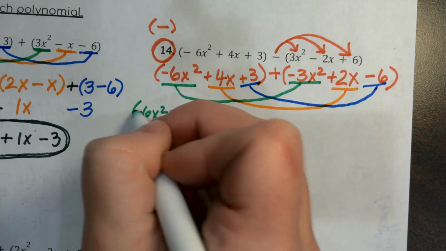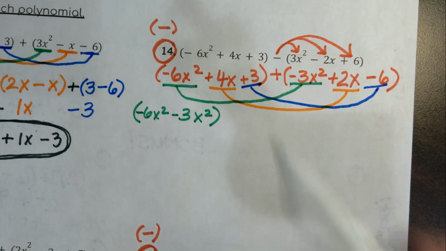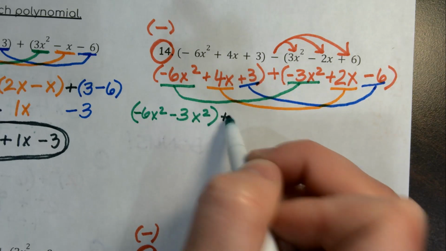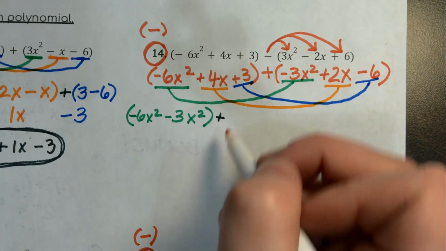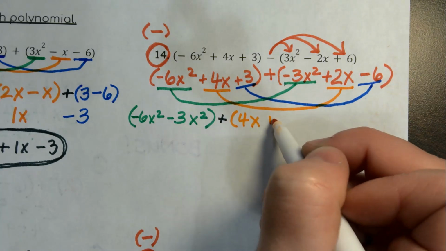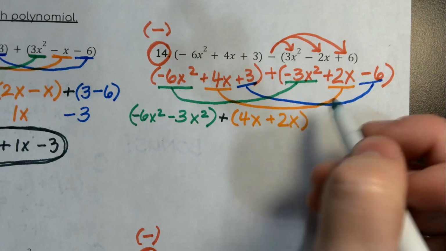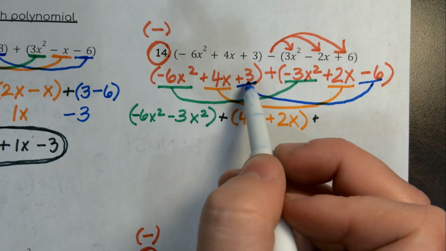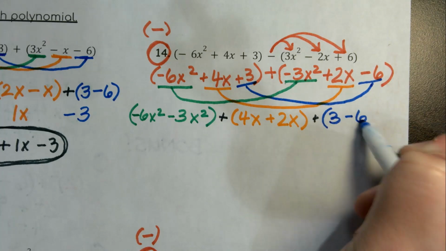Minus 3x squared. Alright, and then our minus turned into a plus here in between the polynomials. So we are still going to be putting plus signs in between all of our sets of parentheses. So what's going to be in our next set? Perfect. 4x plus 2x. And then we've got one more set here. What is that going to be? Yeah, we've got a 3. We've got minus 6. So we're going to write in parentheses 3 minus 6.